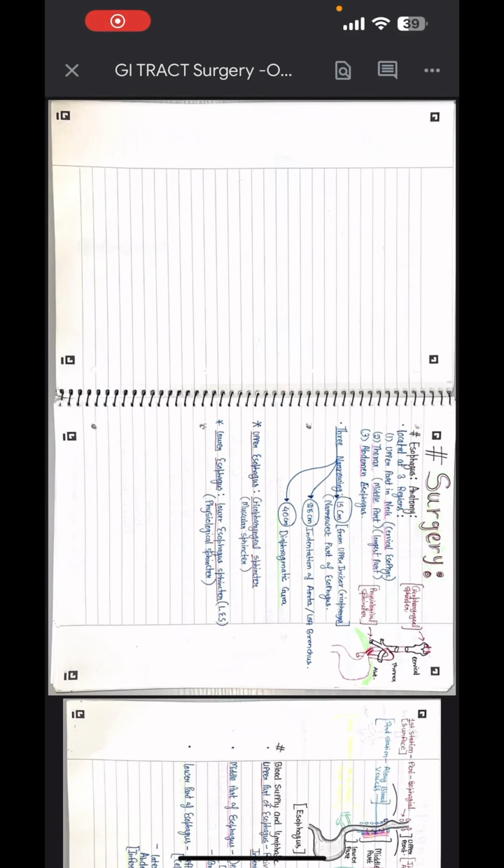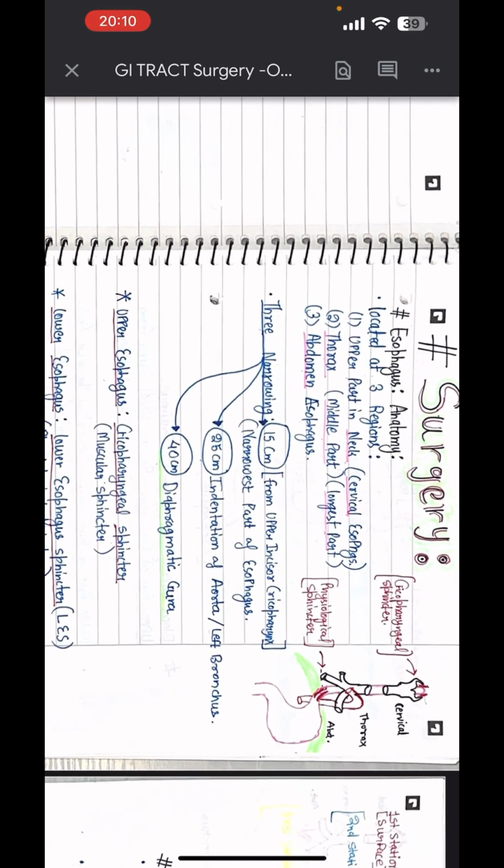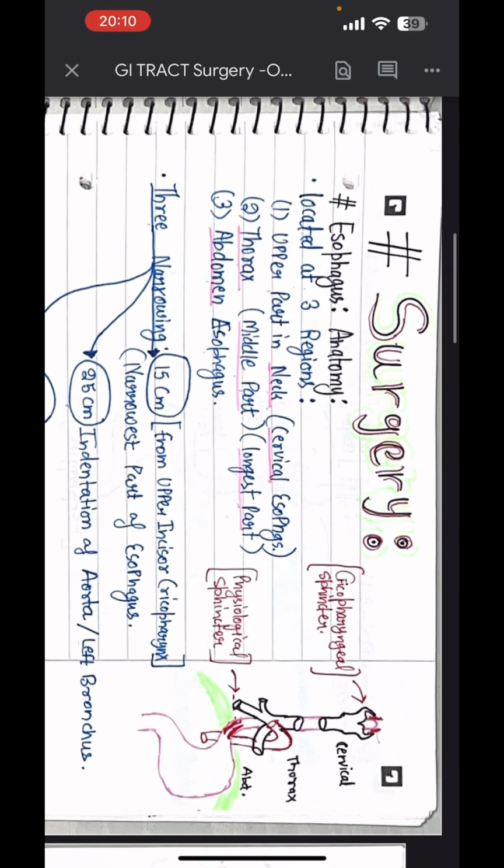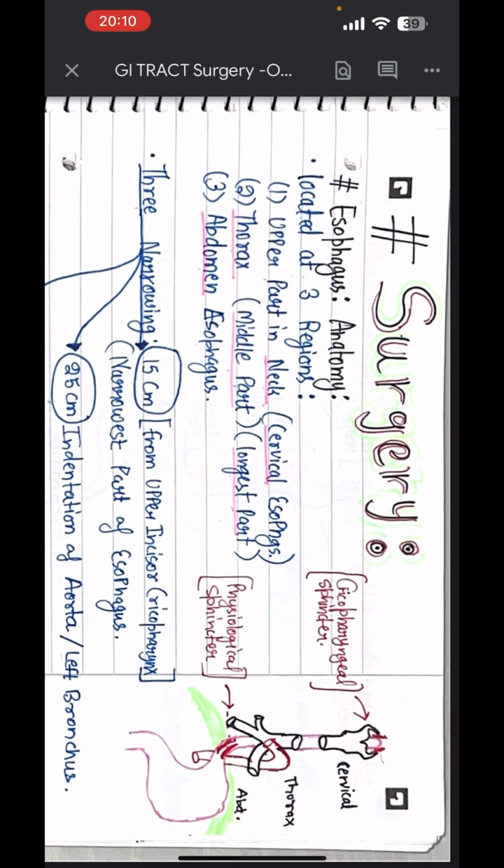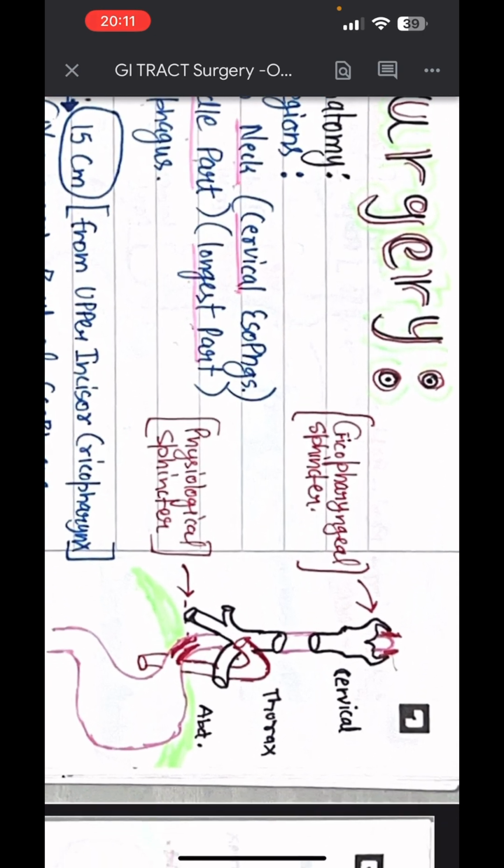So first we are going to see our beautiful esophagus anatomy. Here is a beautiful diagram of our esophagus. The main thing you should remember is that the esophagus has three regions: the cervical region, the thorax region, and the abdominal region. The upper part is in the neck, which is also known as the cervical esophagus. The thorax, the middle part, is the longest part. You can see the diagram on the right side, and there is an abdominal esophagus.